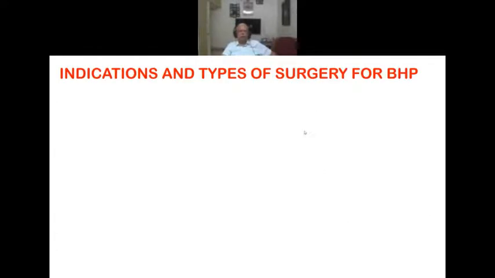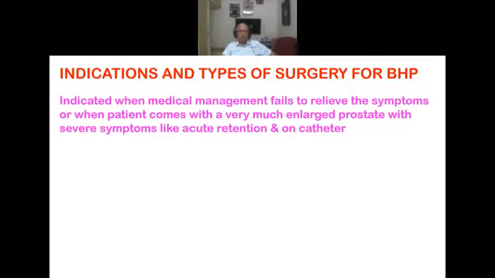When do you advise surgery for BPH? There are two indications. When the medical management fails, you put the patient on these drugs for 2-3 months or even 6 months, and the patient is not having much relief, then you have to go for surgery. Or if there are severe symptoms like acute retention and the need for catheterization, and this catheterization produces recurrent UTIs and all these things, then you decide about surgery.